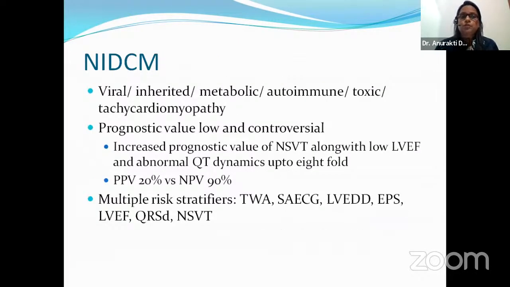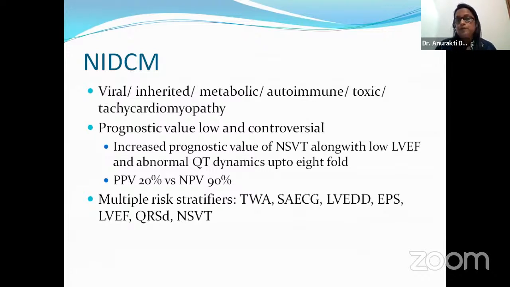In the non-ischemic patients, which can be due to a variety of causes, as we know, viral, inherited, metabolic, toxic, tachycardiomyopathy and so on, the prognostic value is still, again, very low and controversial. But it becomes very much of prognostic value if you take abnormal QT dynamics and the ejection fraction into account. The important part is the negative predictive value is very high. So if you don't find any arrhythmia in AECG monitoring, it can be highly reassuring that the patient is not having anything. But the positive predictive value is very low.